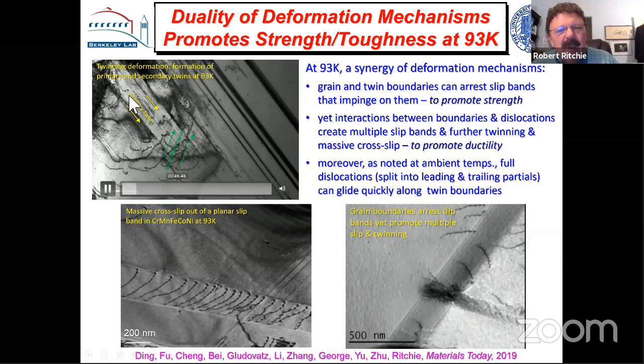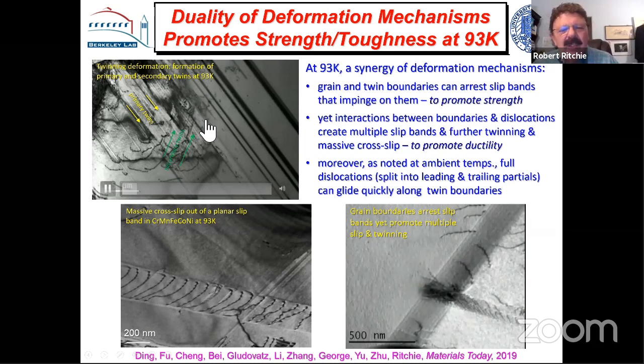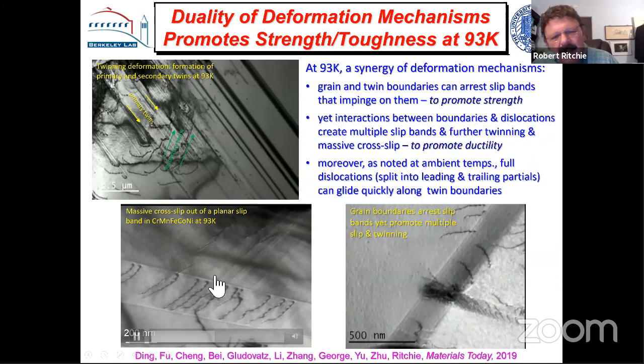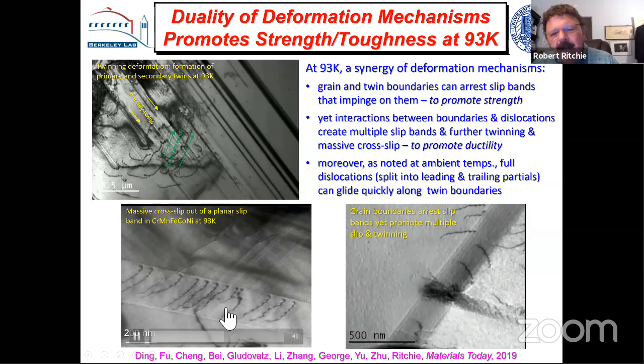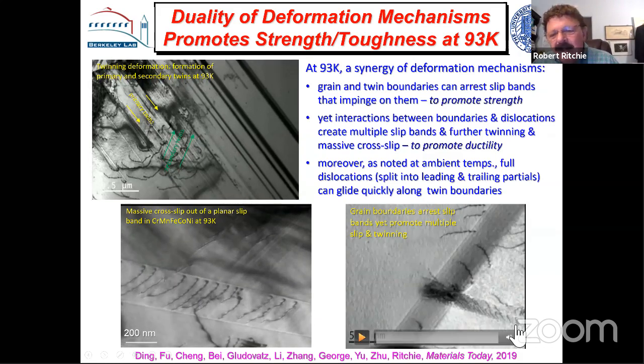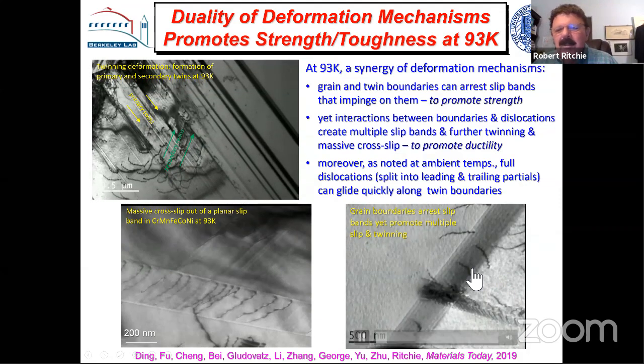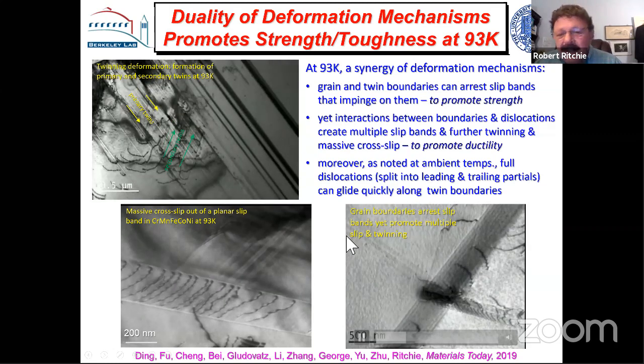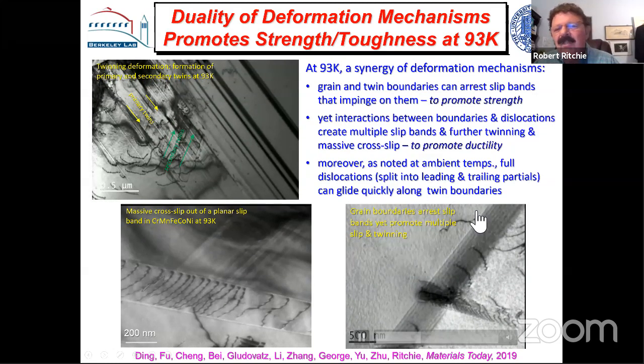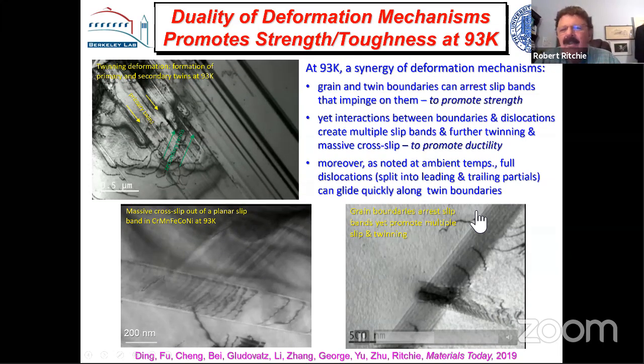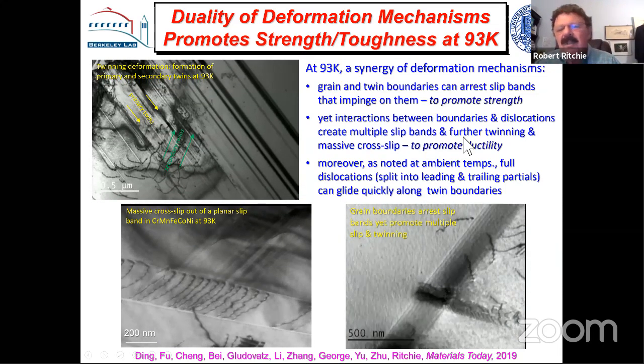You see the formation of twins and then secondary twins. We see these massive cross slip coming off the slip bands. And you see all these arrest modes where you get pileups against twin boundaries and grain boundaries, but it'll still generate twins and dislocations. So again, you've got these mechanisms that promote strength and that promote ductility.